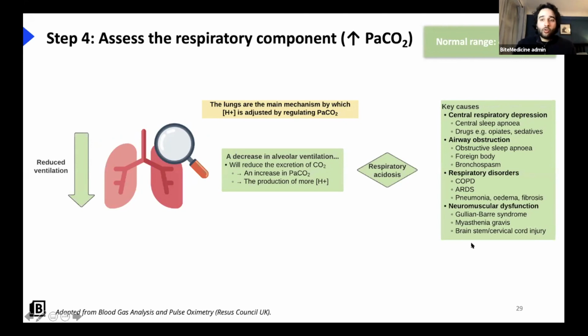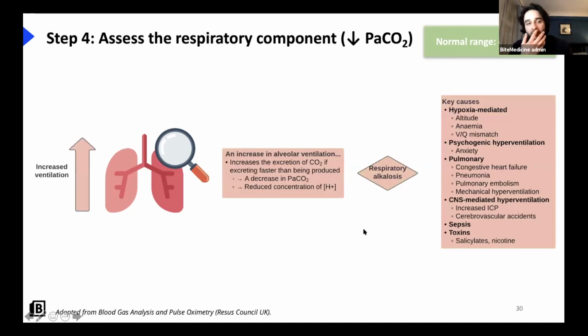Here are a few causes. This is not an exhaustive list, and there are conditions which can cause both, but this is how respiratory acidosis occurs. So raised PCO2, respiratory acidosis, reduced PCO2 results in respiratory alkalosis. So if your respiratory rate is really high, you're puffing off loads and loads of carbon dioxide, this is going to reduce the concentration of hydrogen ions in your blood, and this is known as respiratory alkalosis.